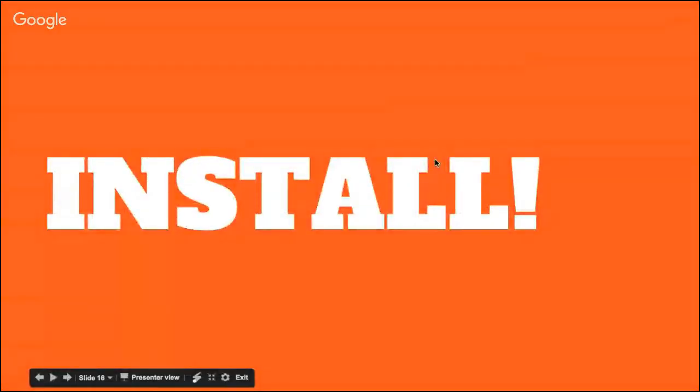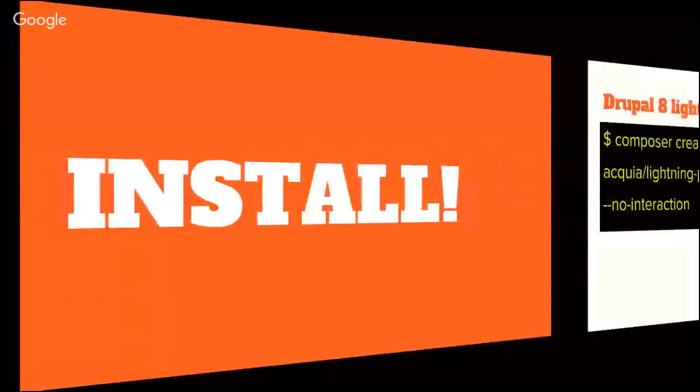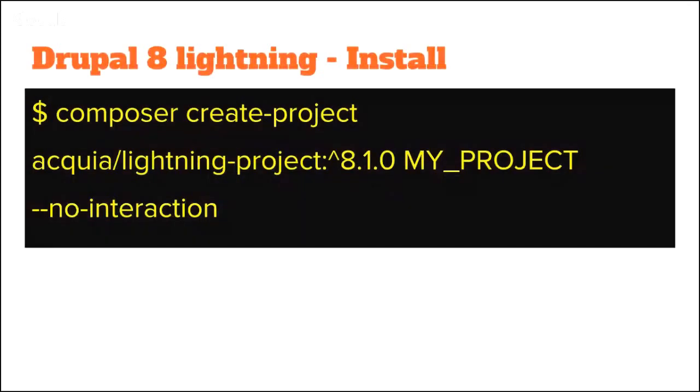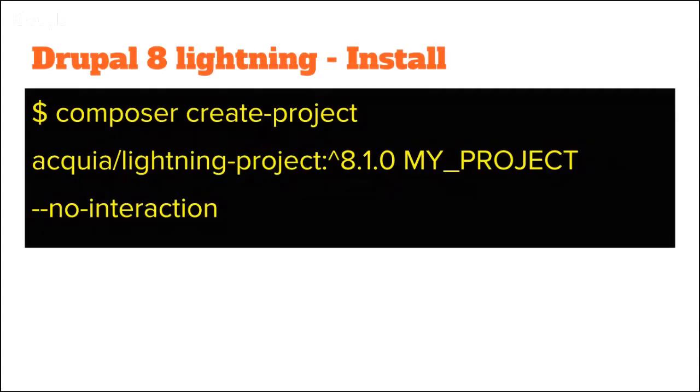And you may be wondering, okay, this is pretty awesome, and now how do I install it? It's pretty simple and pretty straightforward. We just need the following command: composer create-project acquia/lightning-project, the version, and my project, where my project is basically the project that you're going to work on. And that's it. That's how you basically download a distribution. And you just select install with Lightning, and you select the components.